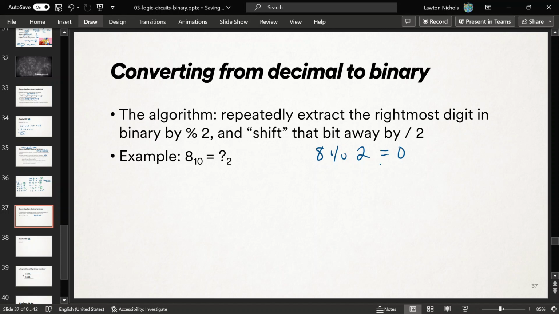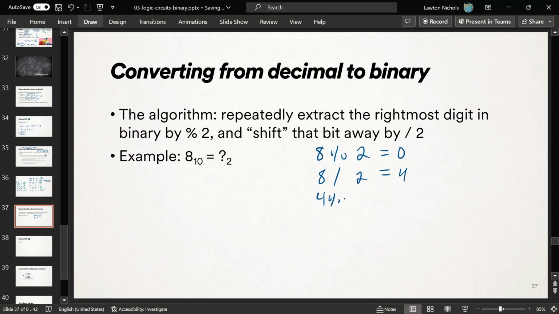And then I want to chop off this 0 from the binary encoding of 8. So I'm going to divide 8 by 2 and throw away any remainders. Throw away any decimal places. So this goes in cleanly, so I get a 4. And now I want to convert 4 to binary. Extract all of its bits.